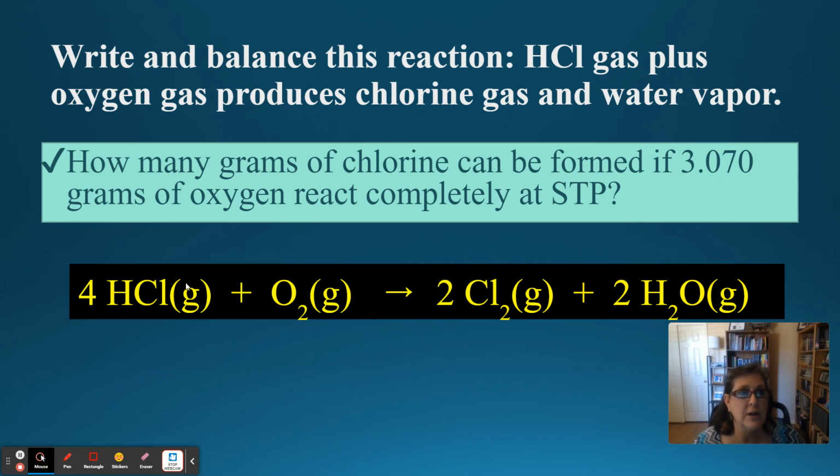Let's look at our question. How many grams of chlorine can be formed if 3.070 grams of oxygen gas react completely? Don't worry about the STP. So we have chlorine and oxygen. We have two chemicals and a balanced reaction. So we can do our stoichiometry, which means there's a mole ratio in there in the middle. All right, hit pause, work out this last one.